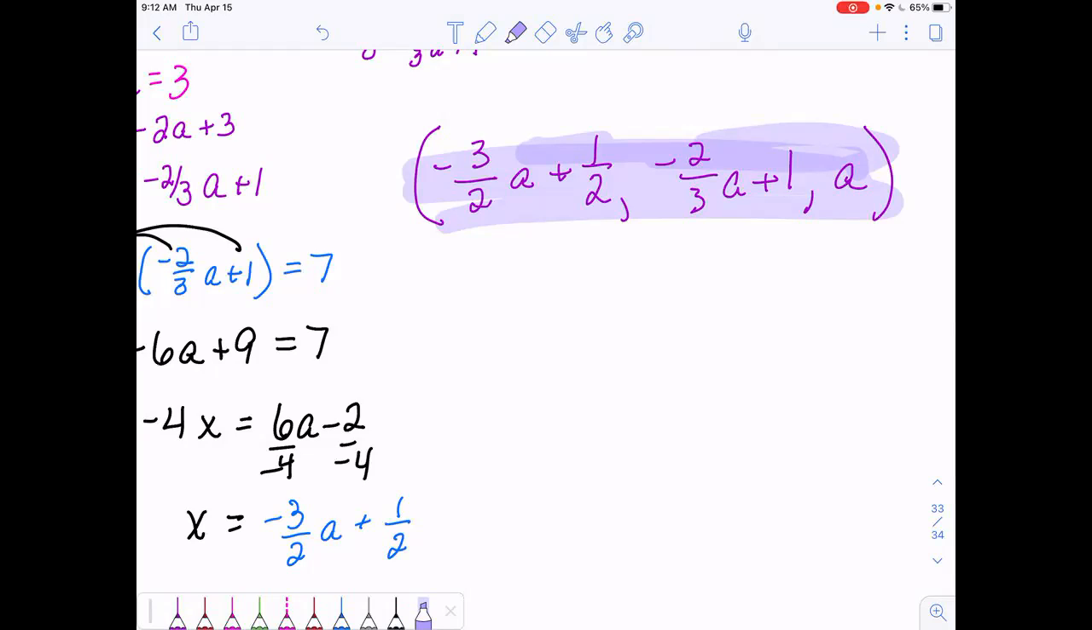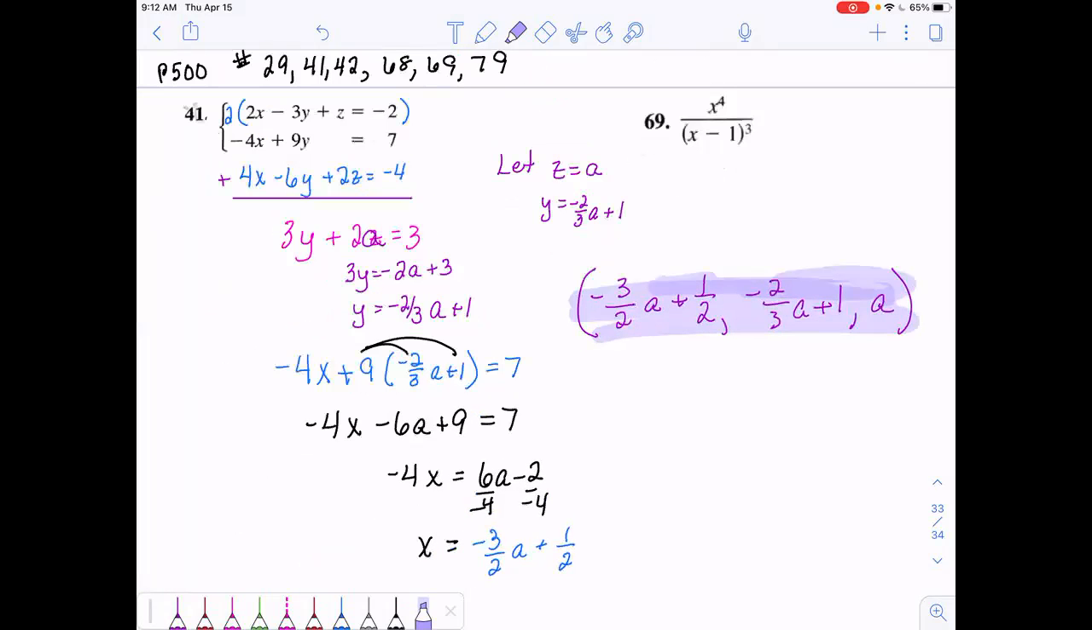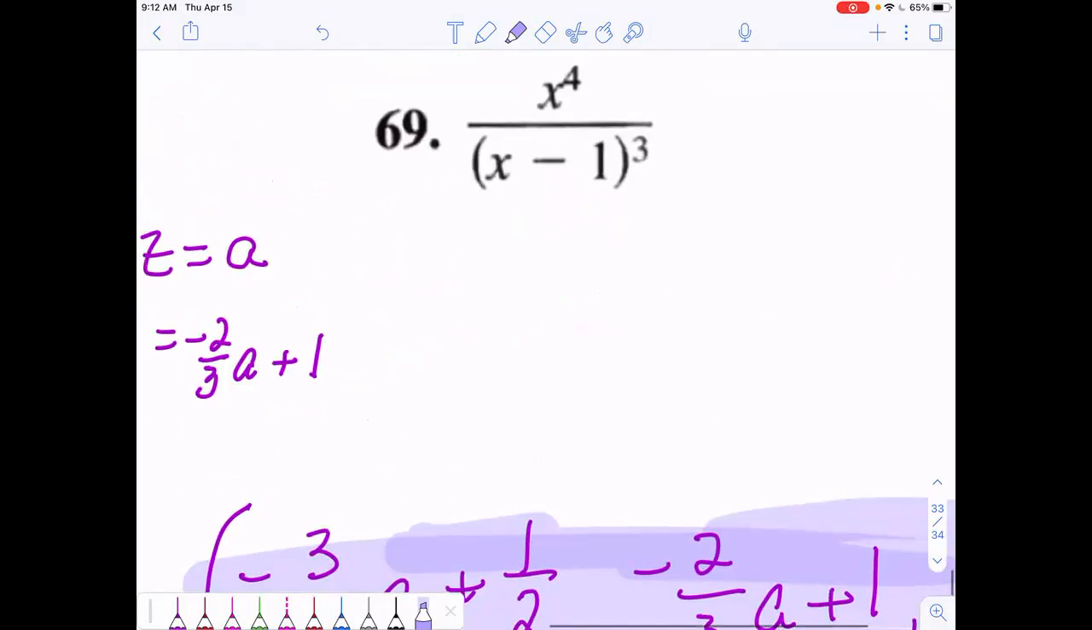Any questions? So that is the non-square system. 42 is also a non-square system, so you would solve it very similarly. The other problem that I wanted to talk about is number 69. Number 69 says x to the 4th over x minus 1 quantity cubed. This one is in the partial fraction group. There were 2 from partial fraction, 68 and 69.